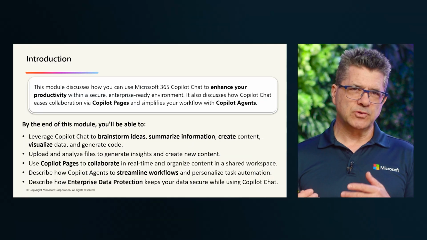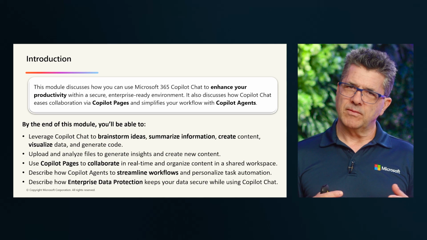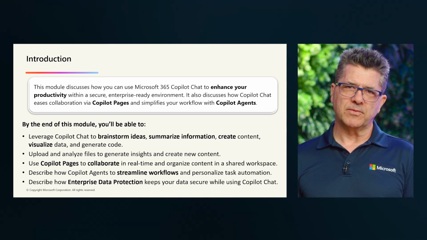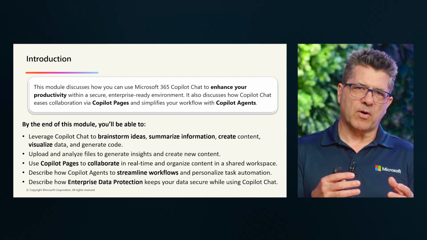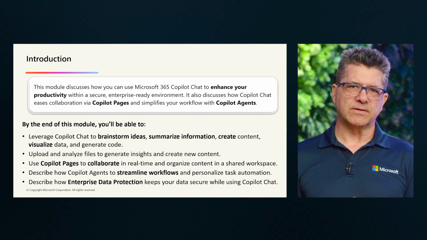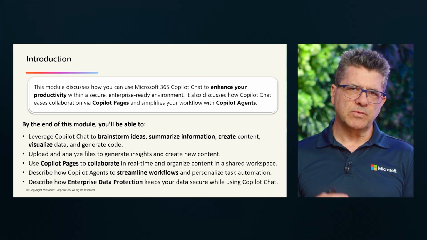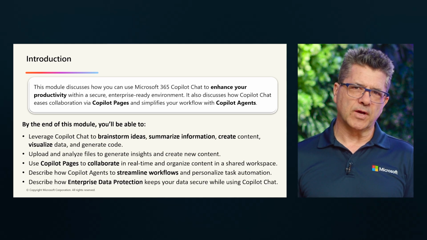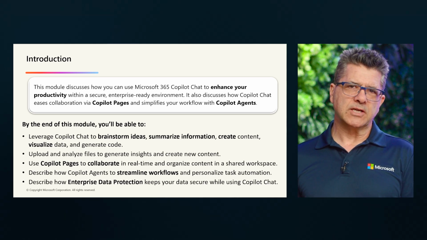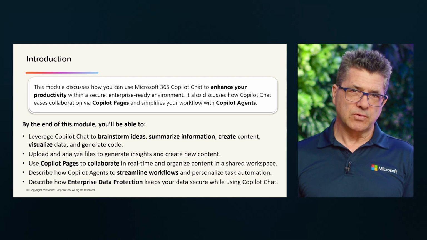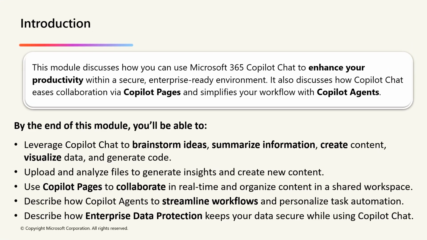Now for this module, module number 3, we are going to talk about working smarter with your Copilot Chat. We are going to be discussing how to enhance your productivity. Also, we're going to talk about the enterprise-ready environment for that. So when we talk about being more secure and more collaborative, that's what we're going to be discussing here. Copilot offers Copilot pages to really simplify that collaboration. And we're also going to touch base on Copilot agents to really automate some of the tasks that we do on a regular basis.